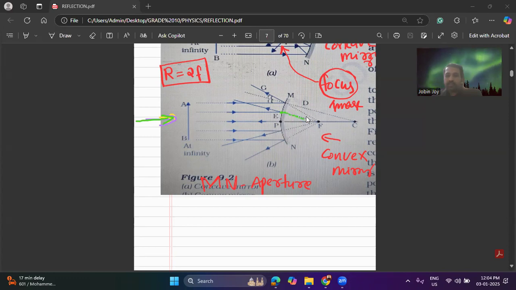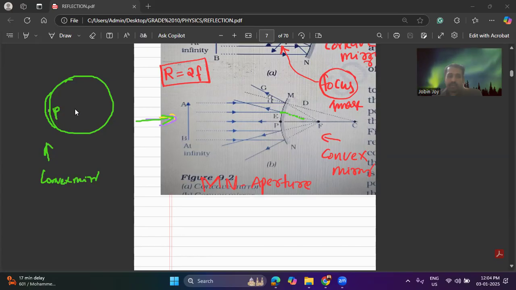Here the focus is behind the mirror. This is a convex mirror, as I already told you. For example, this is the sphere and the reflecting surface is outside. This is called a convex mirror. This point is P, here is the center C, and F is here. This is P, this is F and this is C.